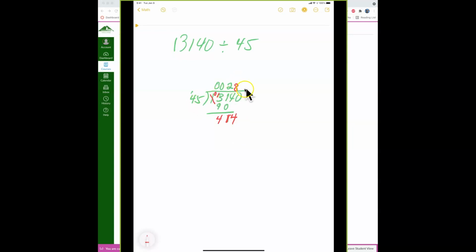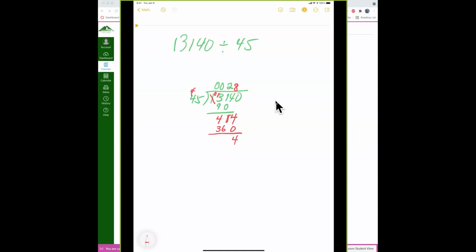So let's multiply this out. 8 times 5 is 40. That's a 0, carry the 4. And then 8 times 4 is 32, plus 4 more is 36. All right, so now we subtract. 4 minus 0 is 4.